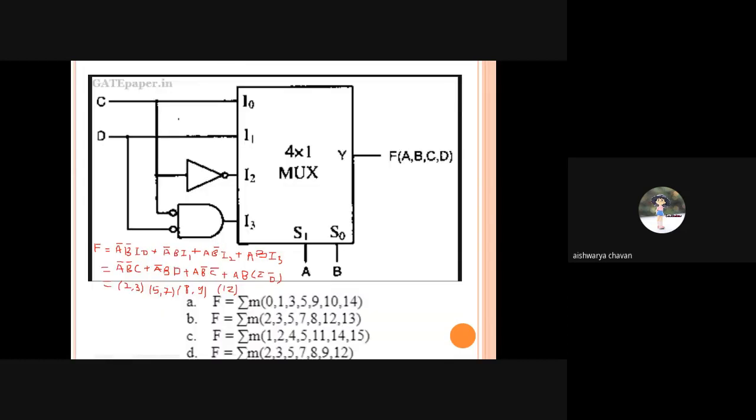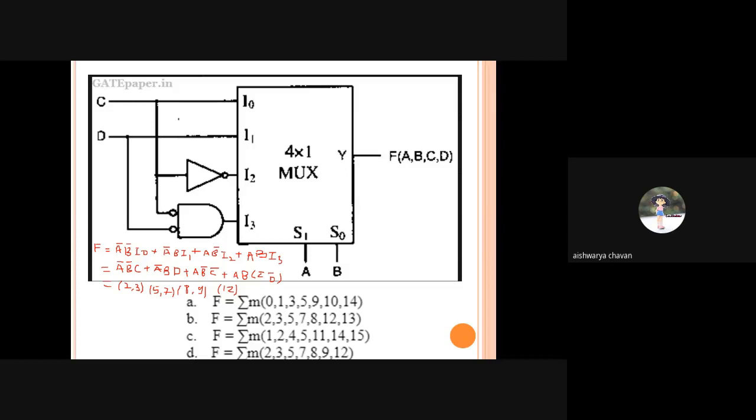See one more example for this. So one mark is given to you. These are the inputs I0, I1, I2 and I3. For I0, C input is directly given. For I1, D input is directly given. For I2, the C input which is given is inverted, meaning the I2 input is C bar, right?